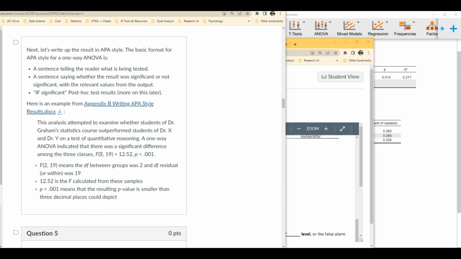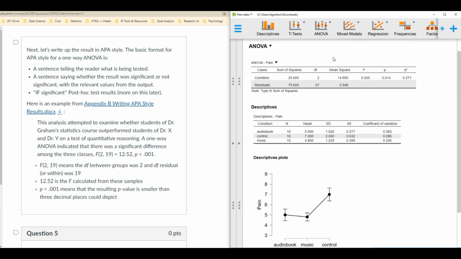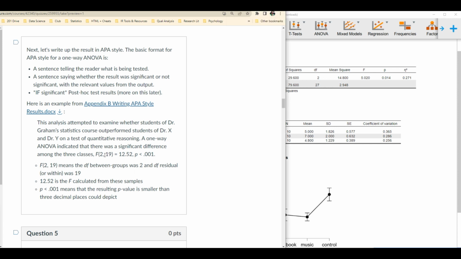And this is really, right, this 2 and 19 is based on our degrees of freedom between groups and the residual or within groups. Right? So those two values, which we will find in our ANOVA table under DF, are what get put into this place, which indicates which curve we're looking at. Then the number that follows the equal sign, again, always with spaces on either side. This represents that calculated F value. So the F that was calculated from our samples.